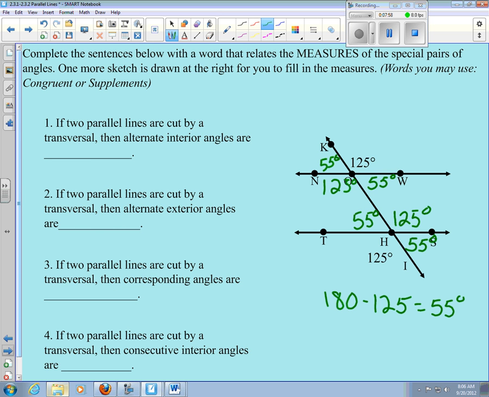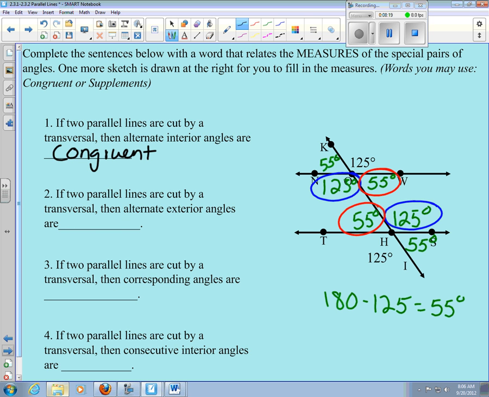All right, so now let's take a look. If two parallel lines are cut by a transversal, then alternate interior angles. So we have 125 and 125 as a set of alternate, and 55 and 55. Those are our alternate interior angles, and I see that those are congruent.